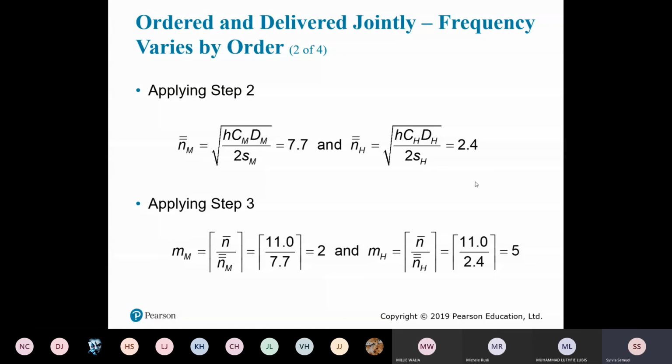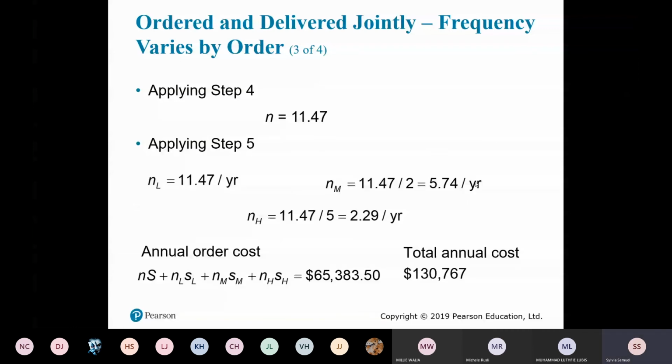Any question for ordering jointly? Basically, the most important thing is we use the step by step: step 1, step 2, step 3, and then step 4, using the formula. So we always use the square root. Square root is a must. So the total cost is 1,307.66.